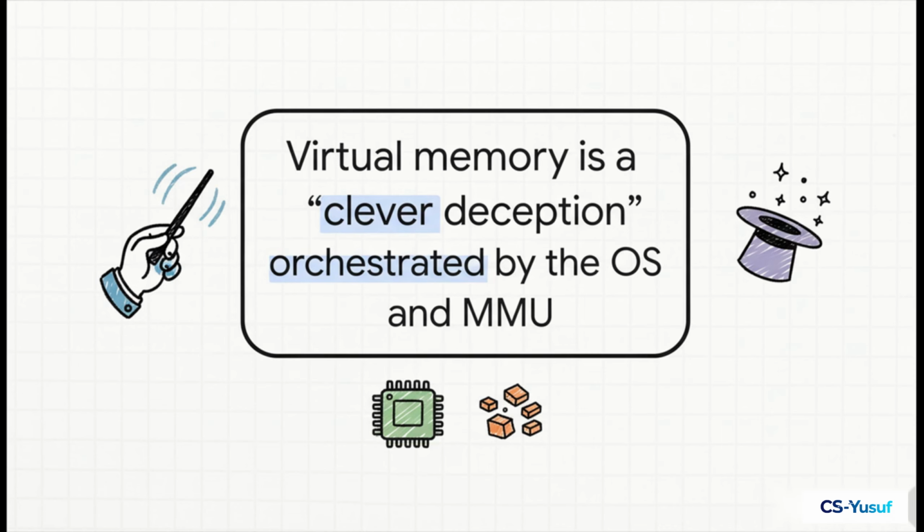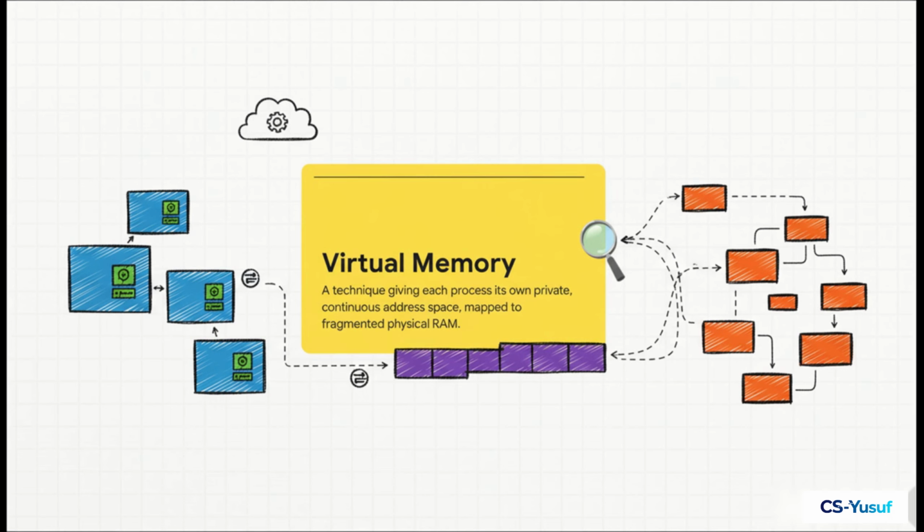It's a clever, elegant deception, a magic trick run by the operating system and the MMU working together to solve all the problems we just saw. So here's the trick, laid bare. With virtual memory, every single process running on your computer gets to believe it has the entire machine to itself. It sees this huge, perfect, private memory space, all for it. Meanwhile, behind the scenes, the OS is the ultimate puppet master, taking this clean virtual view and secretly mapping it, piece by piece, onto the messy, shared, and fragmented physical RAM.